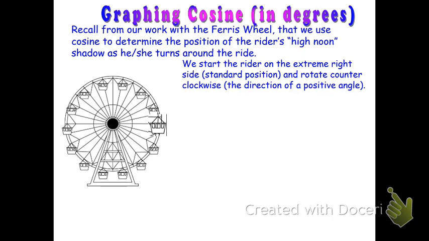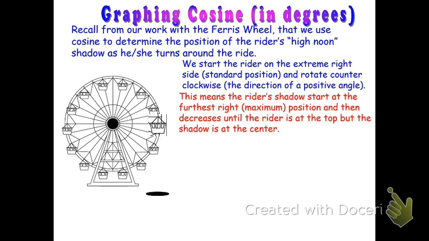We start the rider on the extreme right-hand side of the Ferris wheel, and then rotate in a counterclockwise or positive angle of rotation. When we start on the extreme right-hand side and the sun is directly above the rider, the shadow is directly below, which will be on its extreme right-hand position. We'll refer to this as the maximum value for cosine. Now as the rider rotates to the top of the ride, the shadow will be at the center of the Ferris wheel. We'll call that the center position.